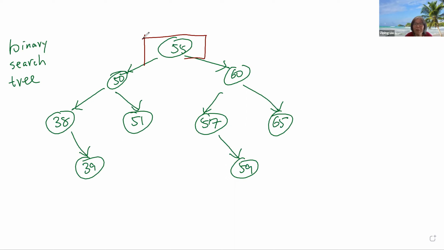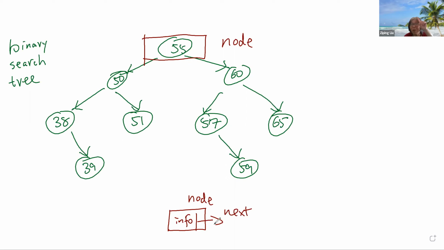This is considered a node. As previously we learned with the simple linked list, this is a node, and then you have the information part, the next part, and it points to the next node. So that's for the simple linked list.